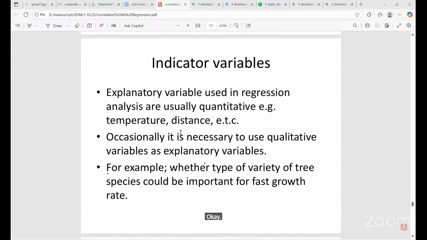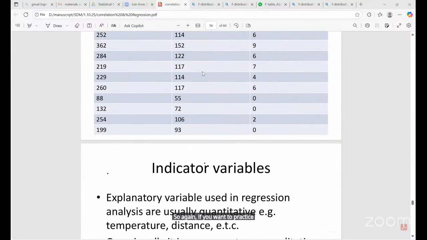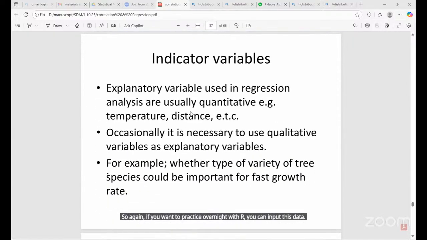So again, if you want to practice overnight with R, you can input this data and interpret. So we have 9 minutes left. Let's just look at indicator variables and then call it a day.